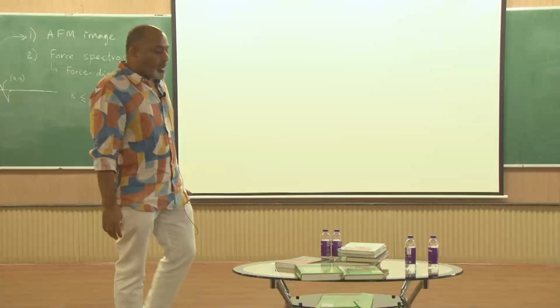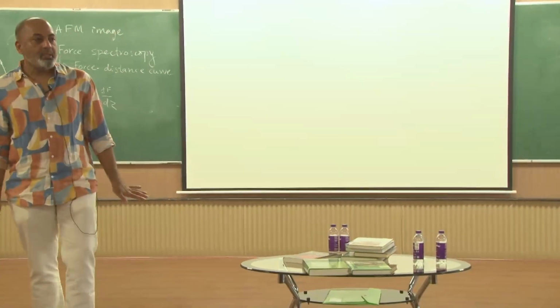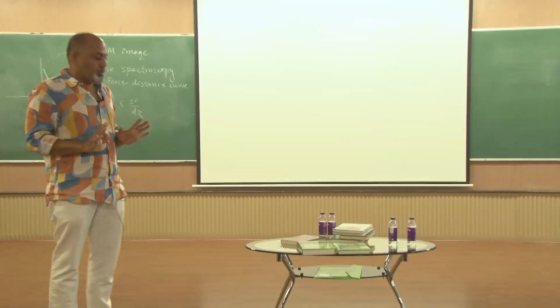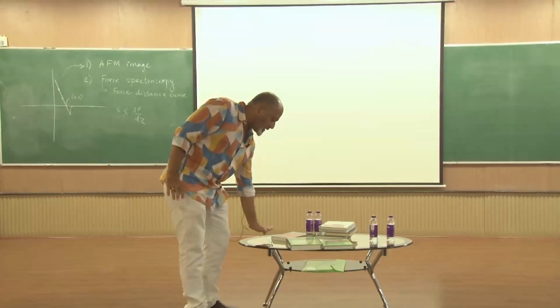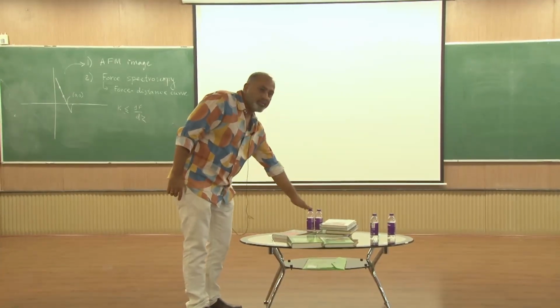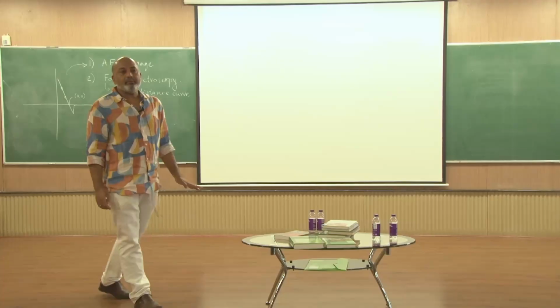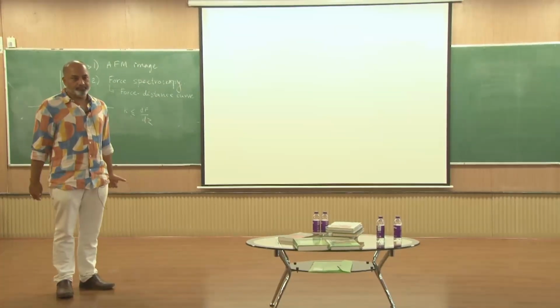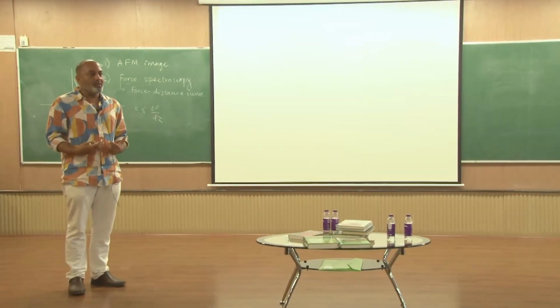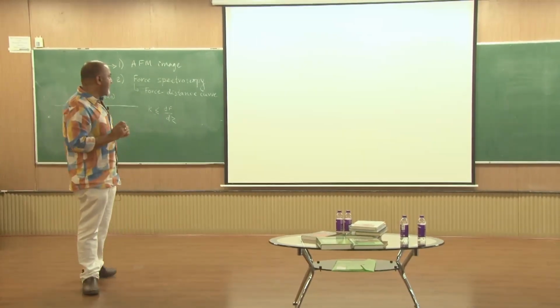So what we would like to do is image this whole thing under constant load, so that if I come here, the cantilever is bent exactly by the same amount as when I am on top of anything else. And this is done by something called a feedback loop. When we do imaging this way, it is called a constant load or constant force image. So how is that done?